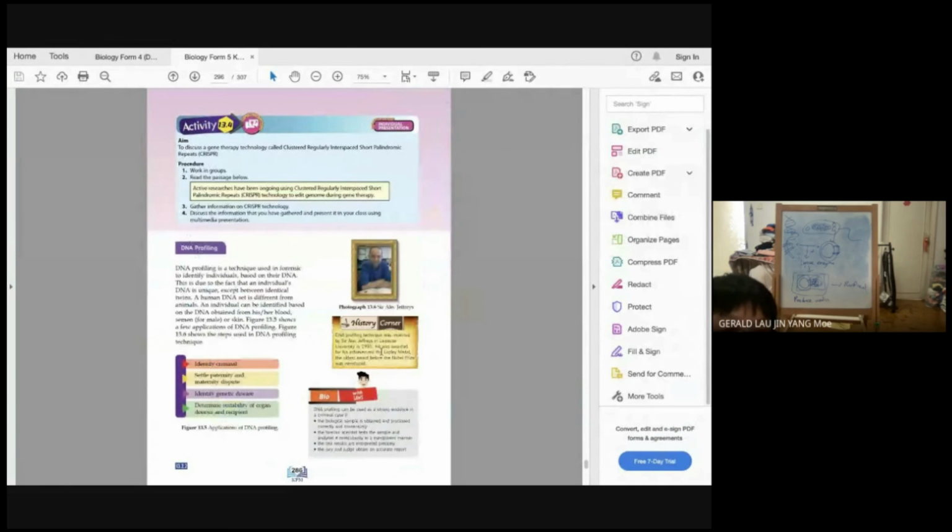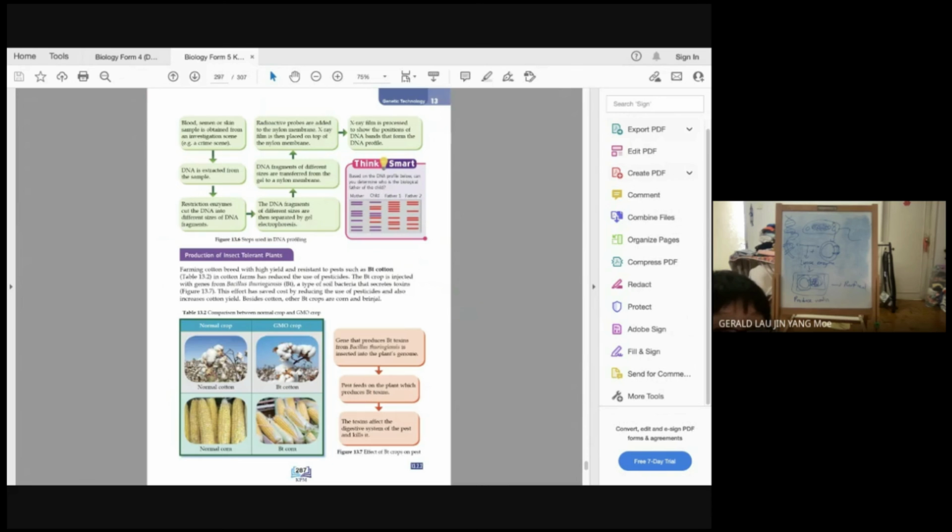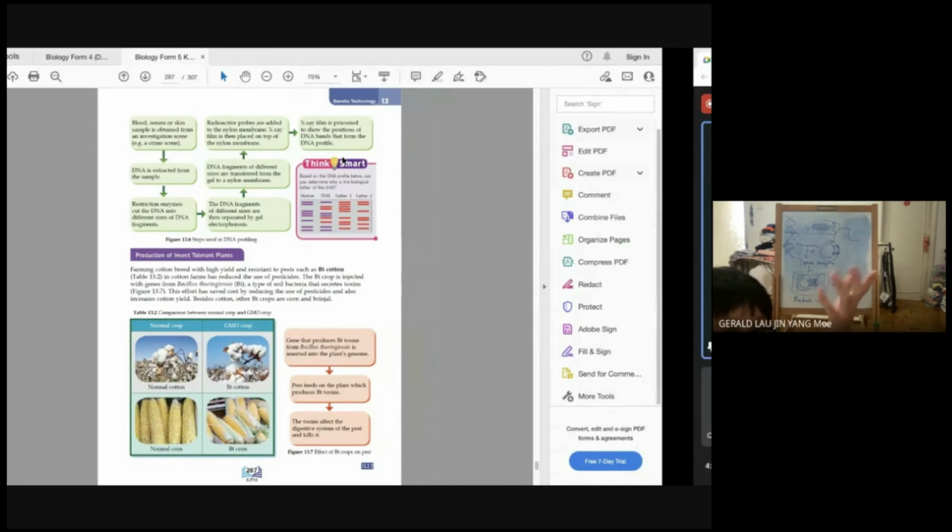Okay, DNA profiling. This one also comes out in the exam. So basically, if you identify a criminal, you look at whether the DNA is similar, or settle paternity and maternity disputes, genetic disease, suitability of organ donor and recipient. Okay. Now, this one you have to read, unfortunately. Okay, but if you watch CSI, then you know how the process goes.